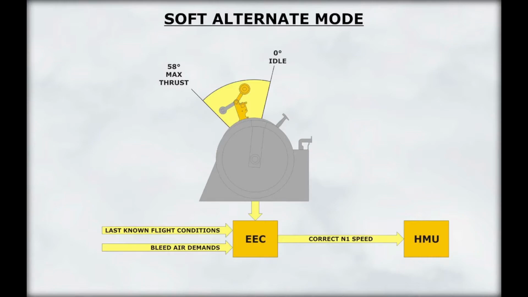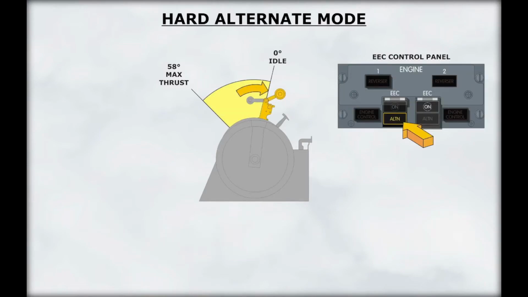In the soft alternate mode, the EEC will use the last known flight conditions to define engine parameters that will allow the mode change to occur without an immediate change in engine thrust. However, as flight conditions change, there may be engine shortfalls or exceedances. The EEC remains in the soft alternate mode until the hard alternate mode is entered. The EEC is placed in the hard alternate mode by retarding the affected thrust lever to idle or by manually selecting the alternate switch on the overhead panel.